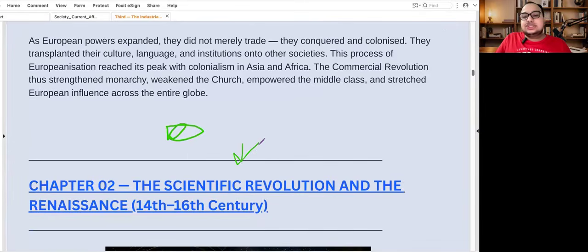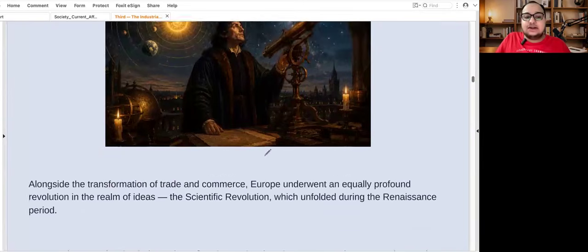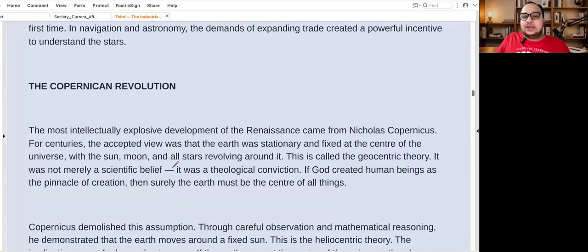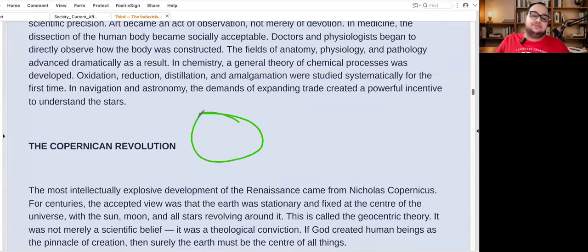The next revolution was the scientific revolution, and it all started with a theory given by Copernicus. It is a very important theory. Let us understand this theory. Before Copernicus, it was assumed that Earth is the center of the entire universe, and the sun and other planets are revolving around the Earth.